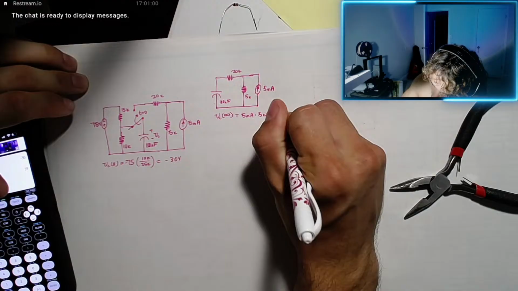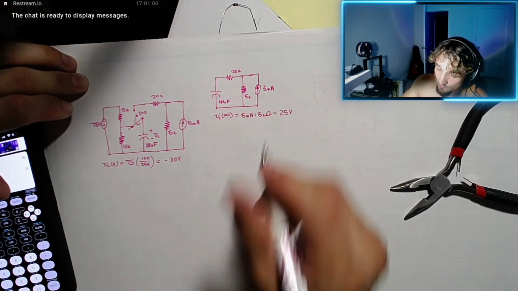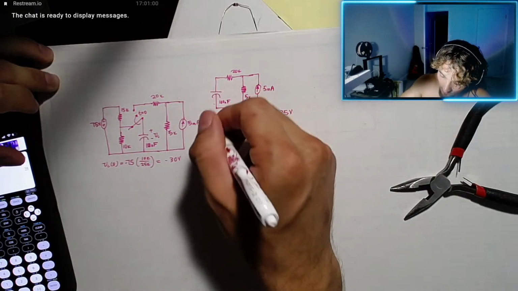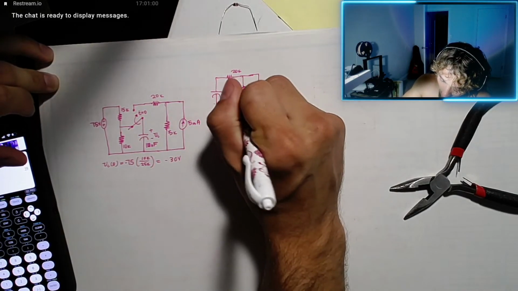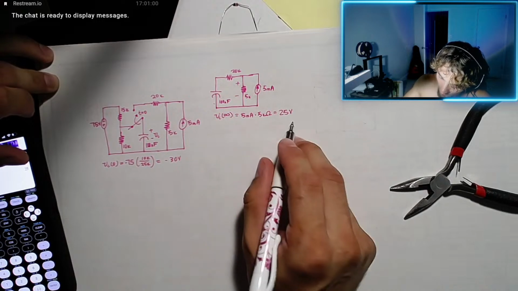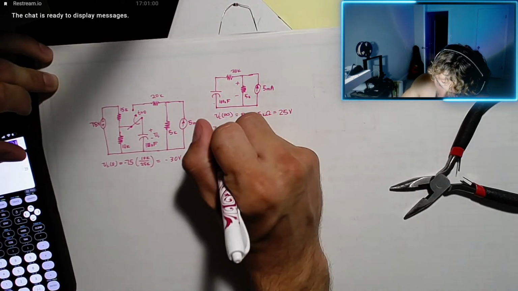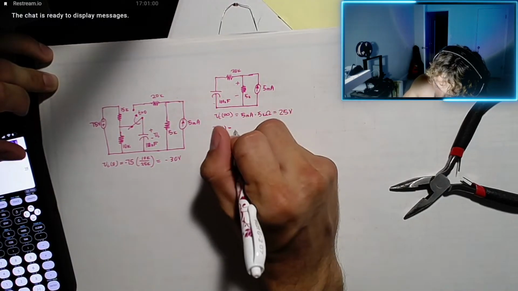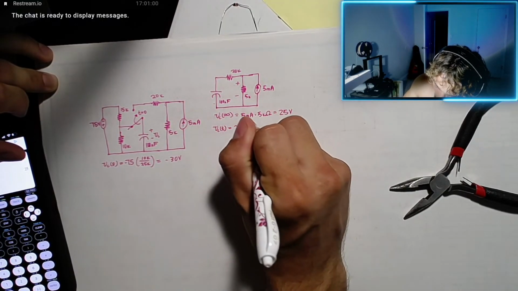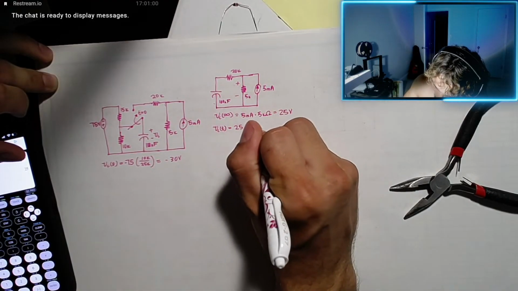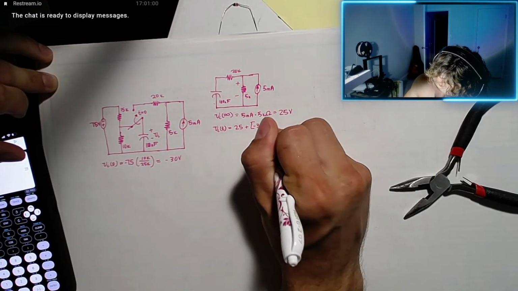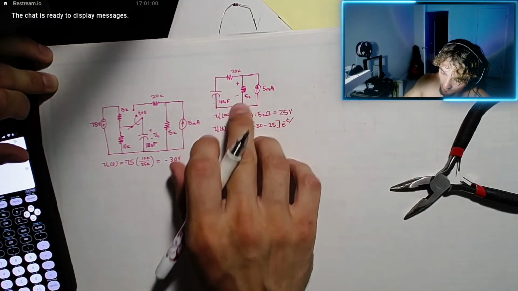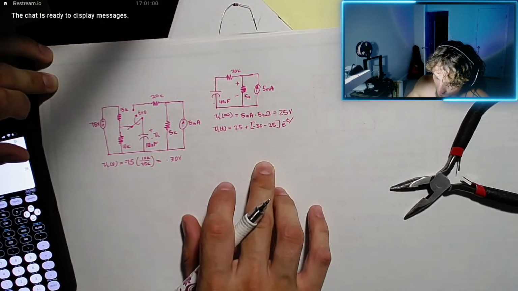Right, 25 volts. It's going to be positive, yes, because it's a voltage drop. It would assume a positive, like that. Okay, so 25 volts. So Vc of t equals the value at infinity, 25, plus the initial value minus the final value, negative 30 minus 25, times e to the negative t divided by RC.